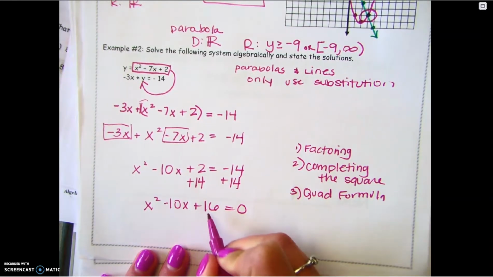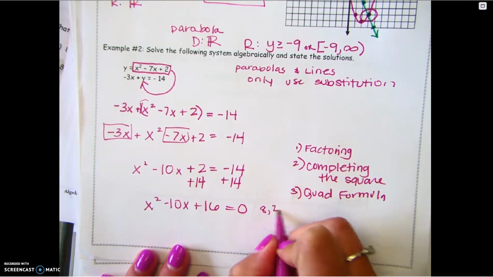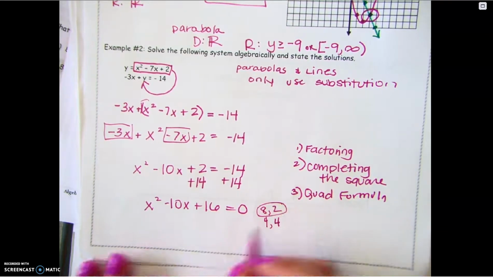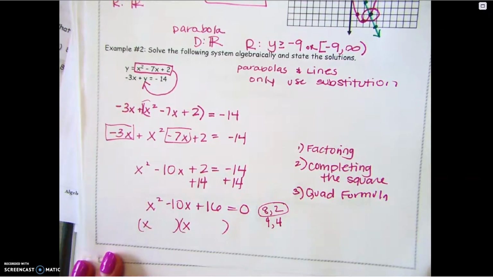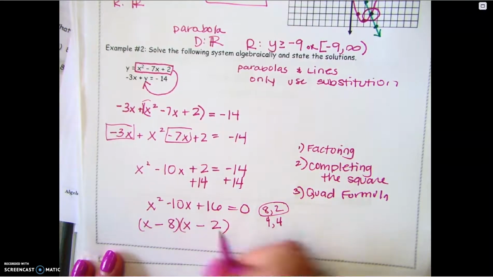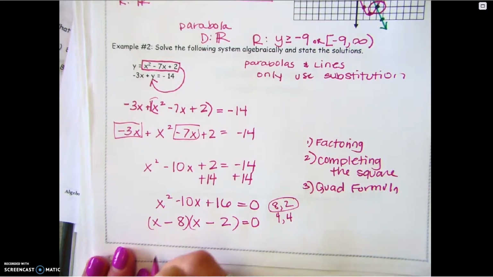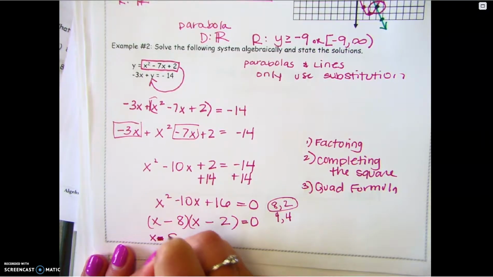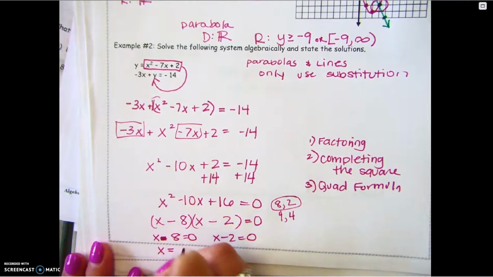So factors of positive 16 are 8 and 2 and 4 and 4. The only combo that is going to give me is the 8 and 2 that will give me that negative 10 in the middle. So x times x will give me x squared. I need a negative 8 to give me a negative 10 and a negative 2. So this does work by factoring. It's probably the fastest way to do it. So then I have x minus 8 equals 0 and x minus 2 equals 0. And I can just solve for x.